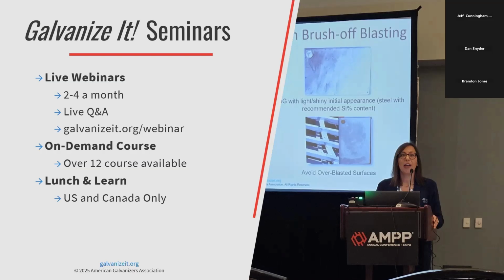And we have on-demand courses, over 12 courses available, and then lunch and learns, just like SSSBA. We will come to your office and provide lunch and give you a couple credits for PDHs. And we're also offering plant tours. So if you have a galvanizer in your area, you can go over and tour their plant and get a credit for AIA and RCEP continuing education.